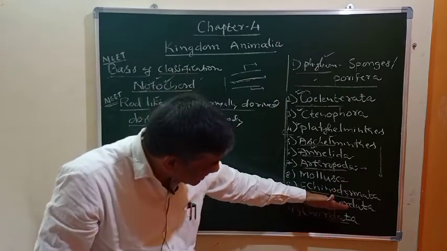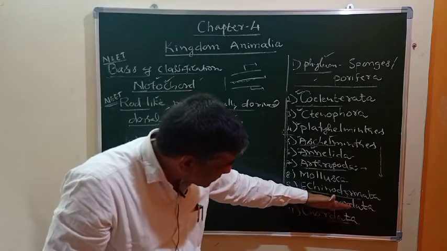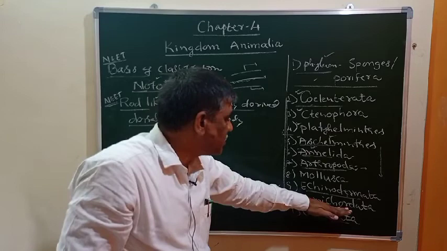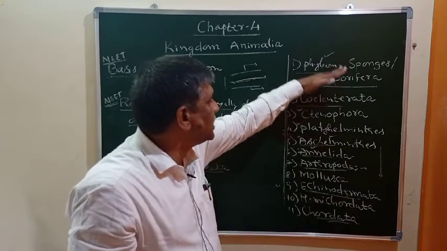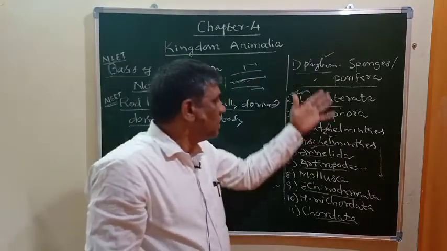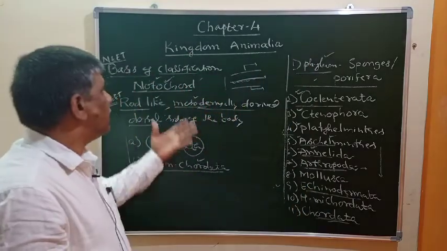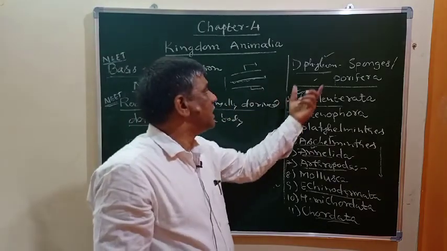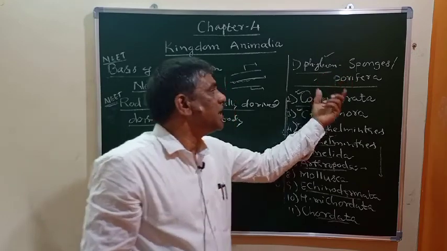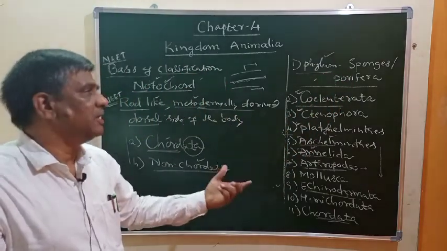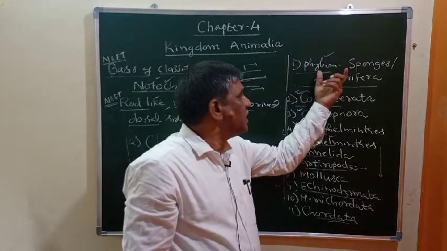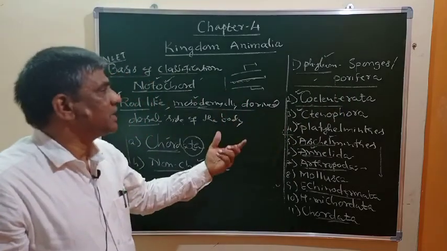Chordata means only the animals belonging to this phylum have notochord, and the animals which do not have notochord belong to all these other phyla. In this way we can classify kingdom Animalia into different phyla. Now we have to think about the characteristics of the animals included in each phylum. The characteristics of each phylum we'll discuss one by one in the next class. Thank you very much.